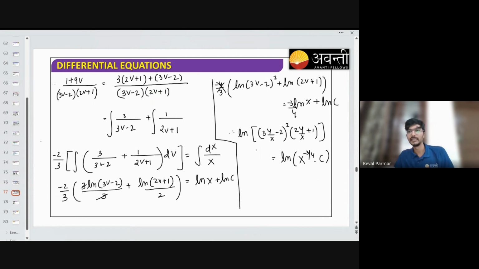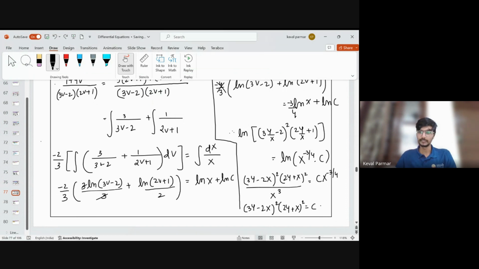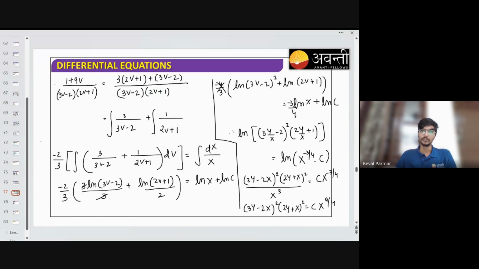I can cancel out ln from both sides, and I can take the LCM. So I'll get 3y minus 2x the whole square into 2y plus x the whole square upon x cube is equal to c into x raised to minus 3 by 4. If I cross multiply, I'll get my final answer: 3y minus 2x the whole square into 2y plus x the whole square is equal to c, with the powers getting added. 3 minus 3 by 4, 12 minus 3 by 4, that is 9 by 4. So x raised to the power 9 by 4. This is my final answer.